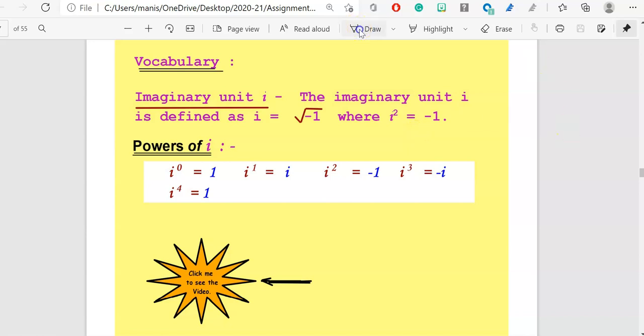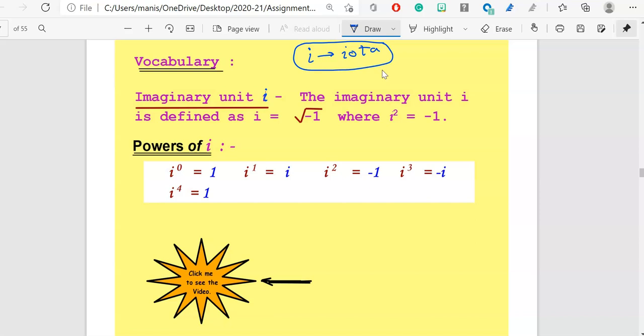Today we will be learning about the imaginary unit i. As I have already explained to you in the previous sessions, this is the symbol i, and we call it iota. This is how we call it.